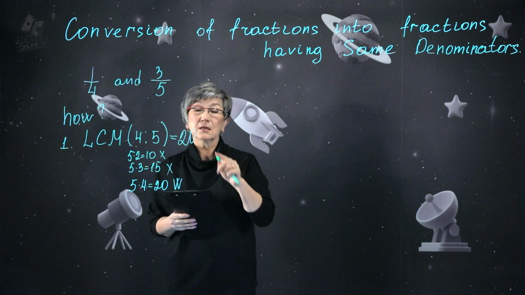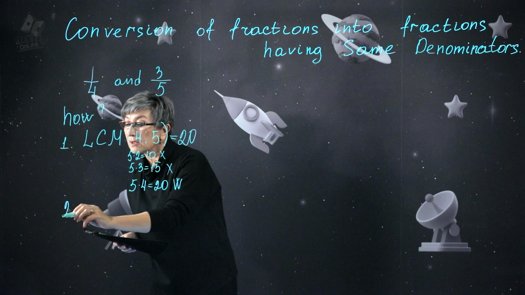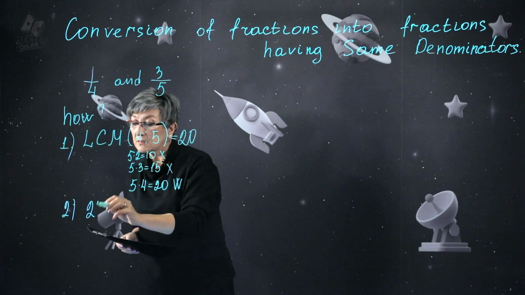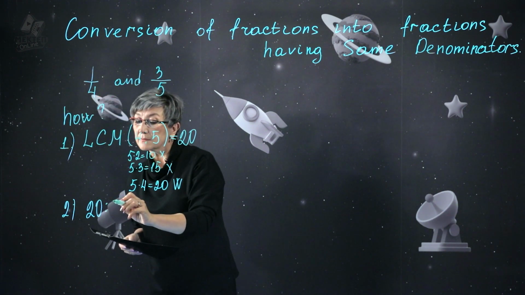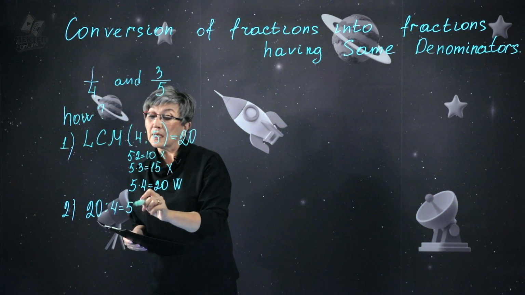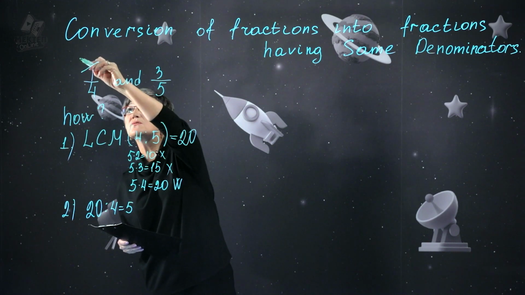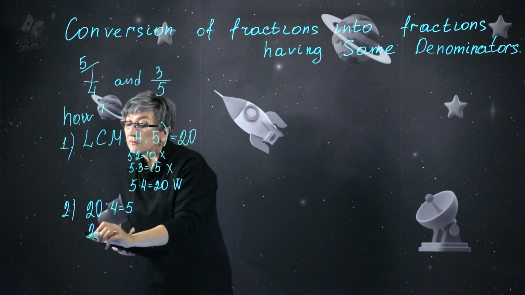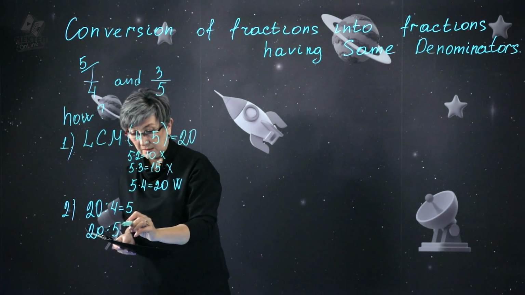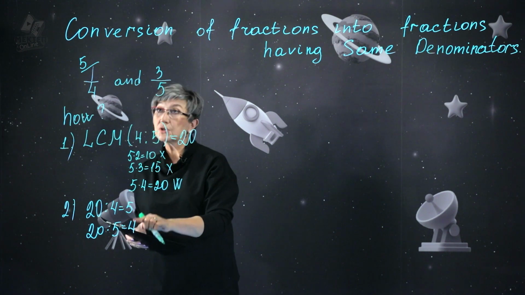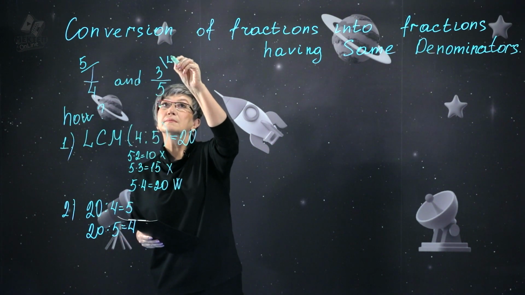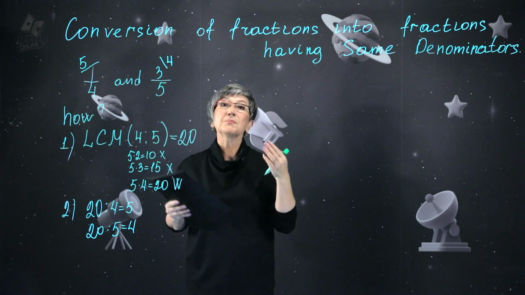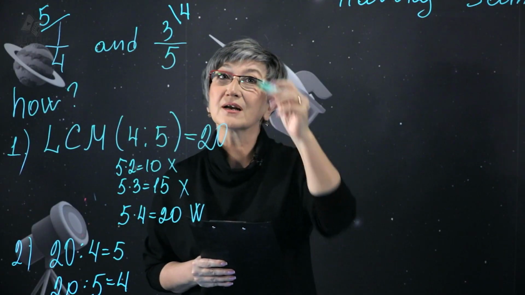So how do you achieve that? Step one: divide 20 by the first denominator, 4. I get 5, and I write this 5 right here. This is the additional factor. Then I divide 20 by 5. It is going to be 4, and I am placing this 4 right here. Okay, these are our additional factors. Now, moving on to the final third step.